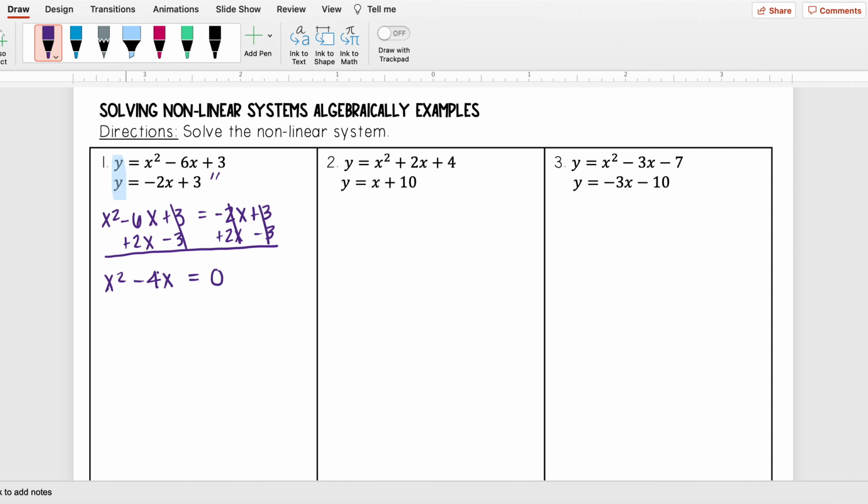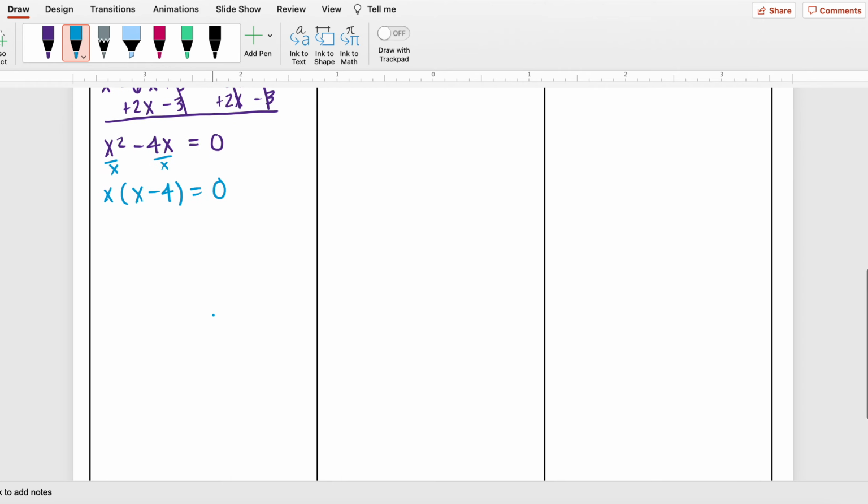And now when I see this x squared minus 4x, I see that that can be easily factored using the GCF. And that's because they both have a GCF of x. So I'm going to go ahead and divide x from both. And so I get x times x minus 4 is equal to 0. And now since I have this in factored form, I can go ahead and set both of these equal to 0 and solve. And so I have x equals 0, x minus 4 is equal to 0. So I have x equals 0 and x equals 4.